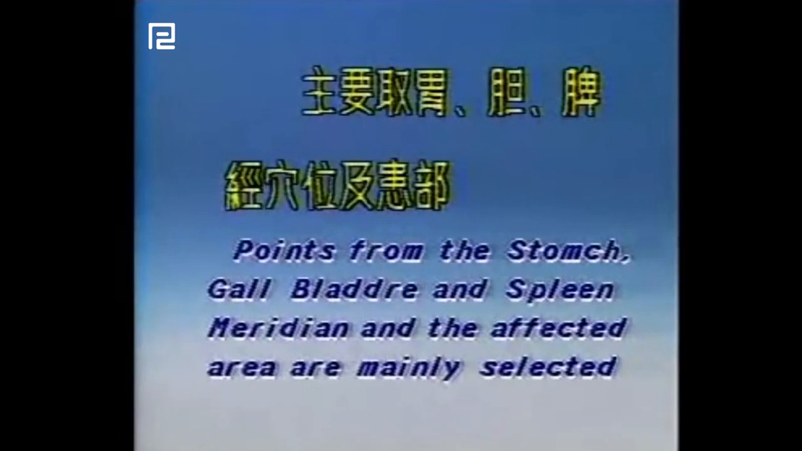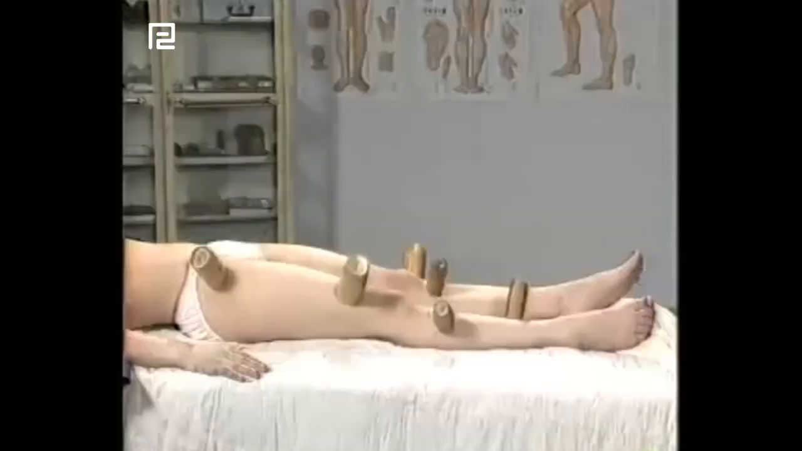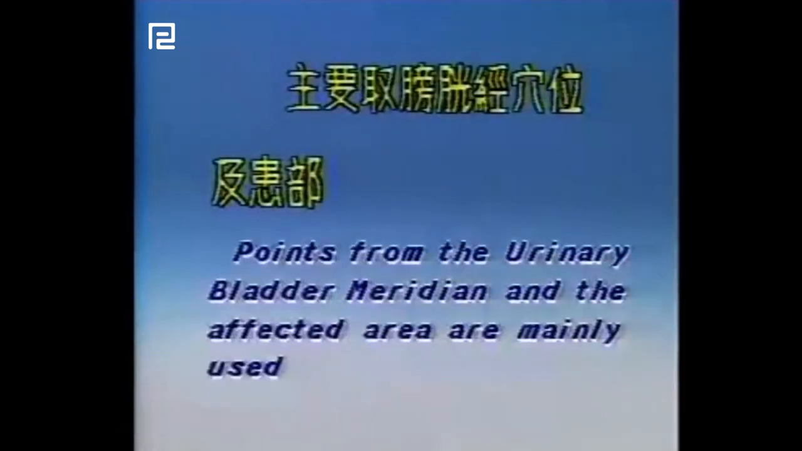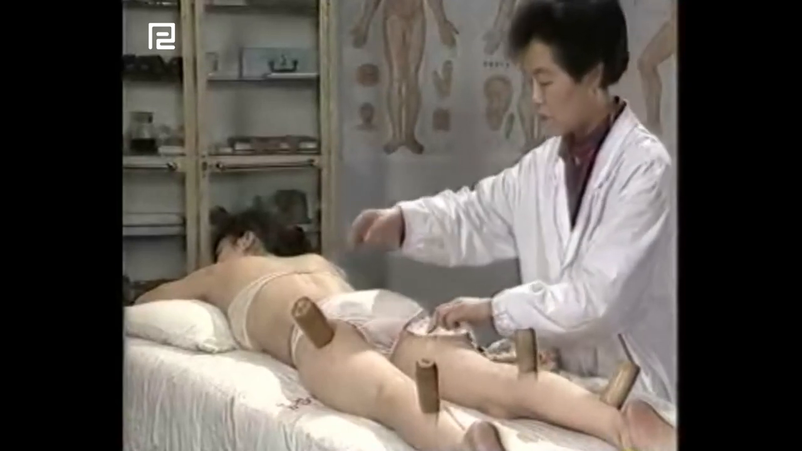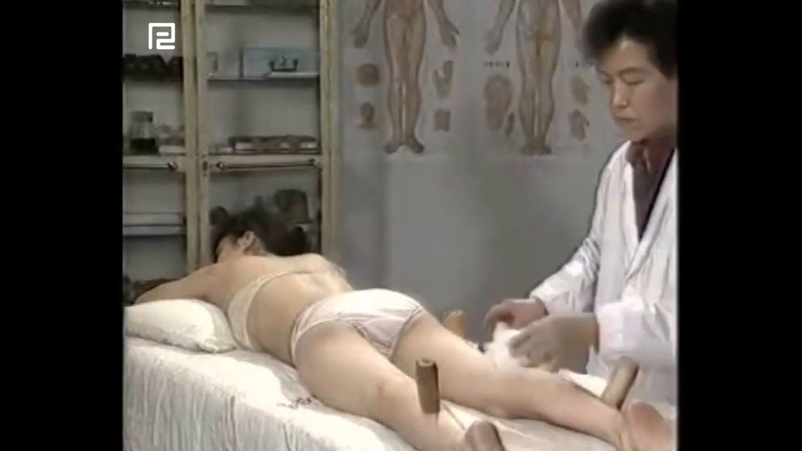Points from the stomach, gallbladder, and spleen meridians and the affected area are mainly selected. Points from the urinary bladder meridian and the affected area are mainly used. In case of a good constitution, severe condition, or when multiple joints are affected, such treatment can be given 3 times a week.